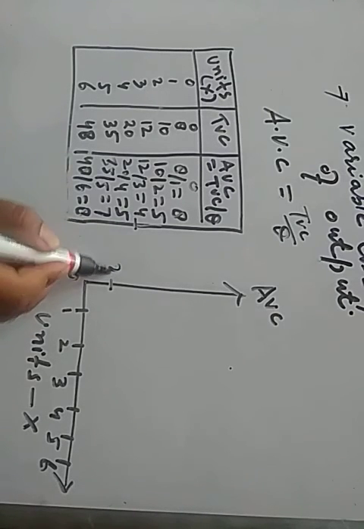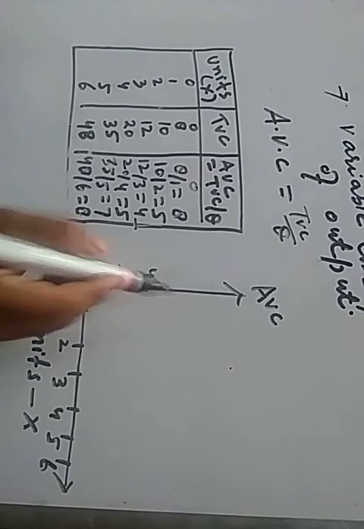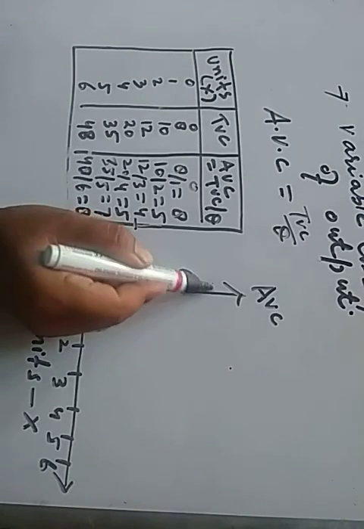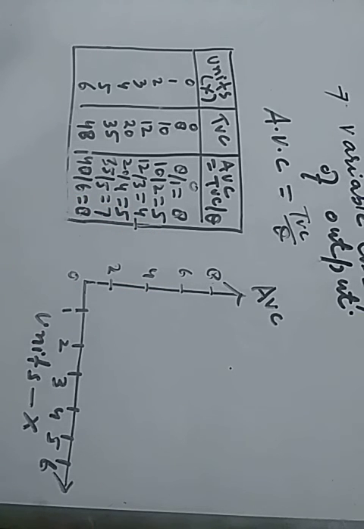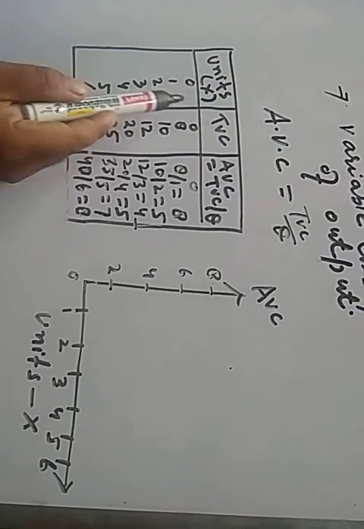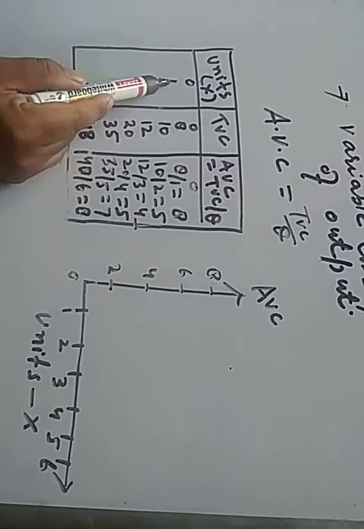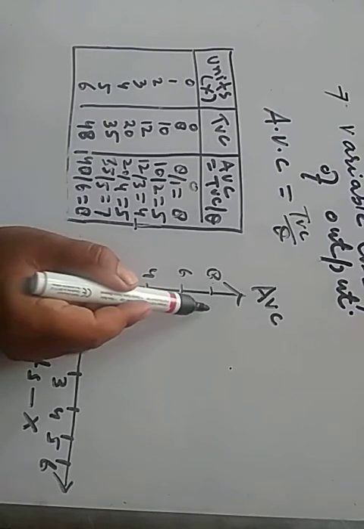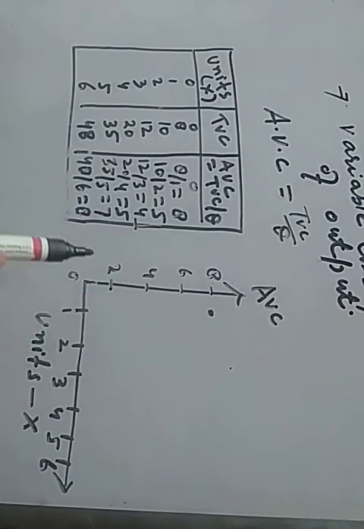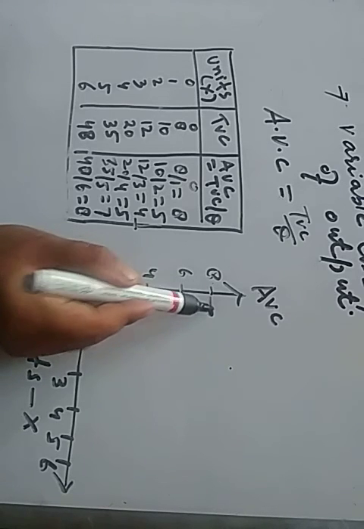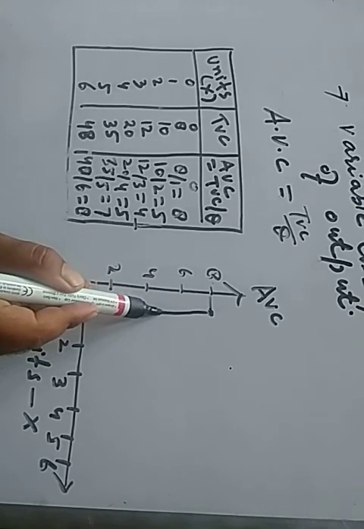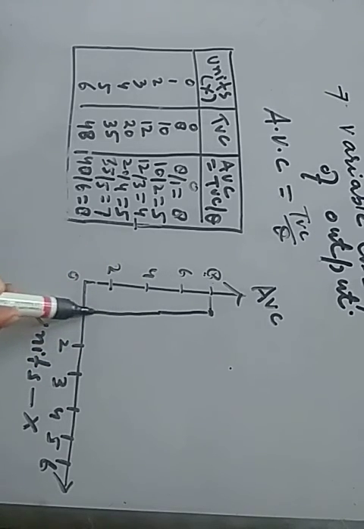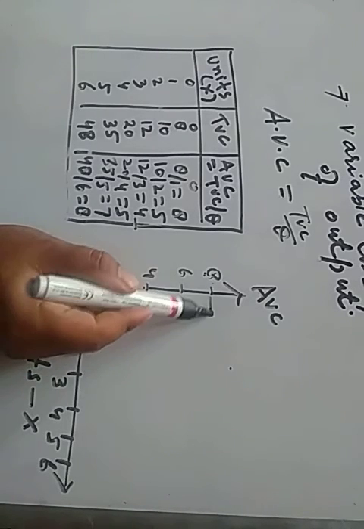We will start from 2, 4, 6, 8. When one unit of output is produced, average variable cost is 8. This point shows average variable cost equal to 8 rupees when 1 unit of output is produced.